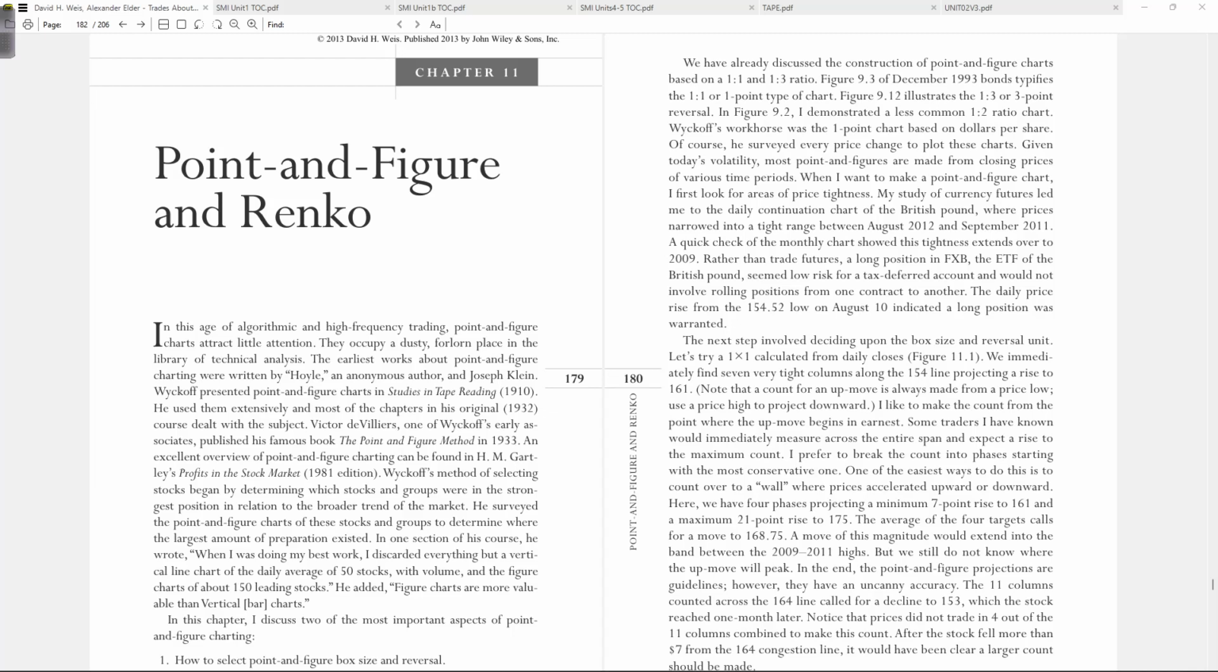Hey guys, so today we are reading about point and figure and Renko charts in chapter 11. Okay, so let's get started.